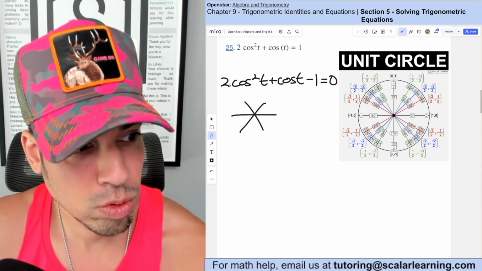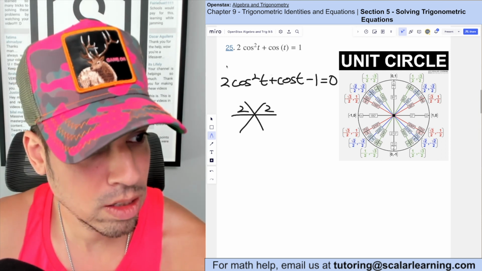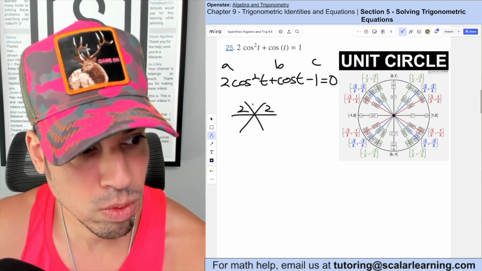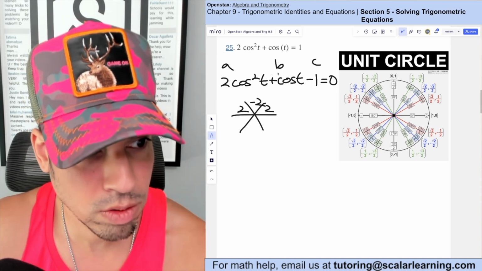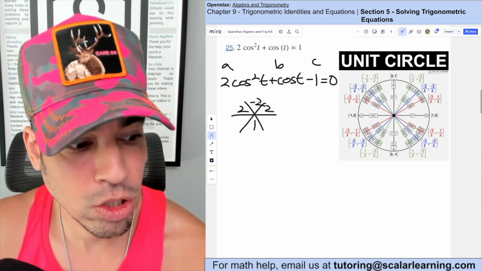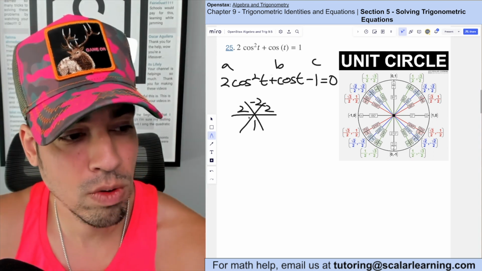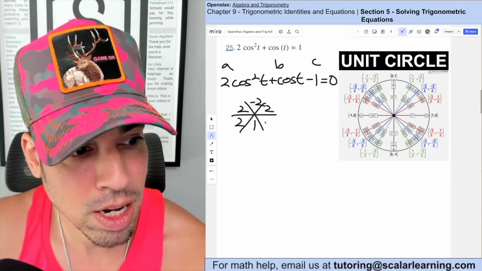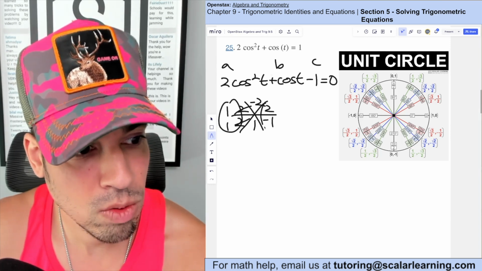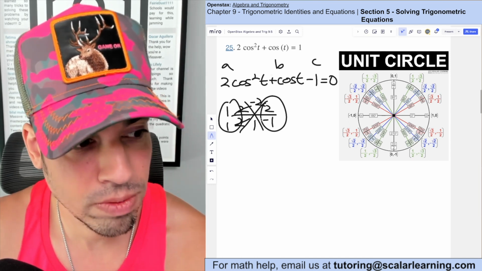What we're going to do is place that a term here. This is a, b, and c. A times c, 2 times -1, -2 goes on top, and then 1, the coefficient in front of cosine, goes on the bottom. So the question is, what two numbers multiply to -2 and add to +1? That'd be +2 and -1. Cancel, cancel, 1, 1. All right, now we have the values to factor this correctly.